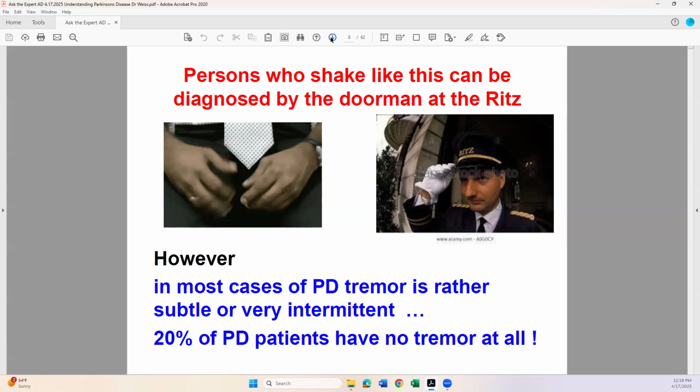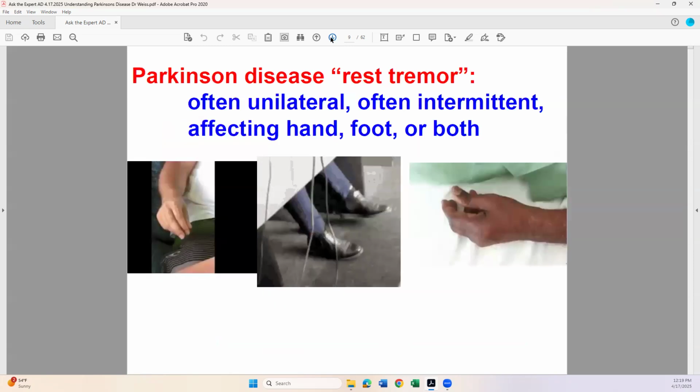Next slide, please. And the next couple of slides, unfortunately, the format that I sent you doesn't show what these are: videos that show the very subtle tremors that people could have in their hand or in their foot. And it's often unilateral. Often it affects one side and not the other. Next slide, please.